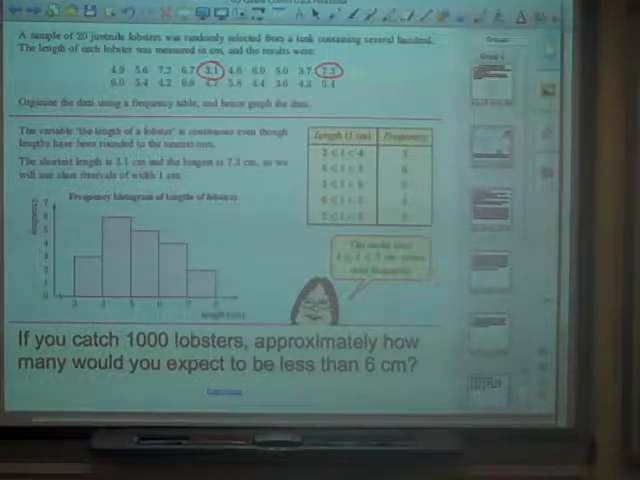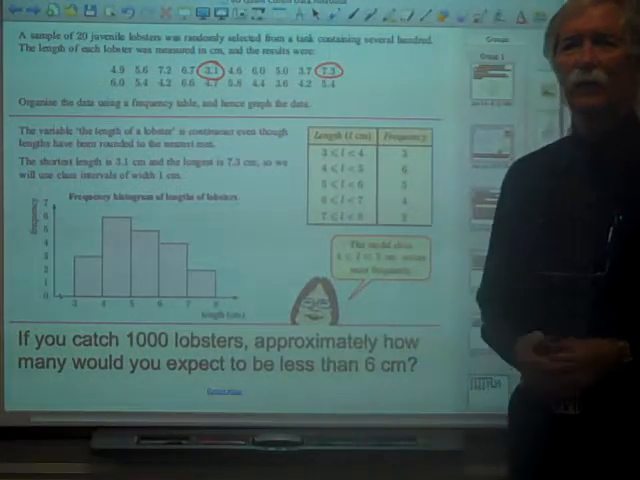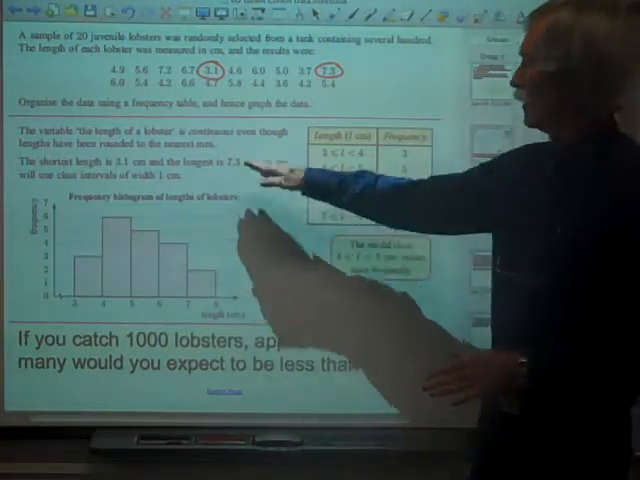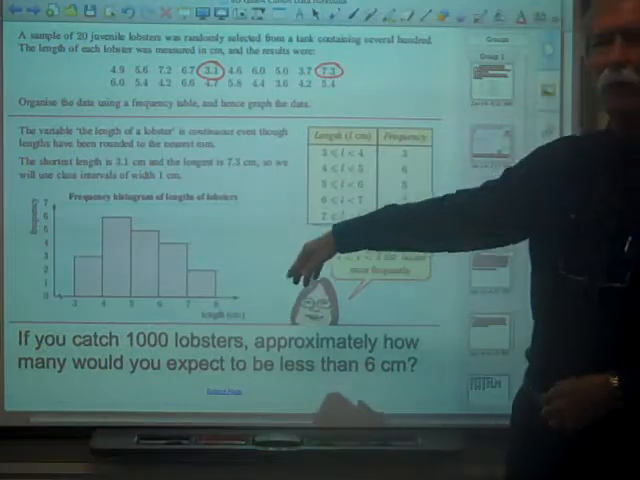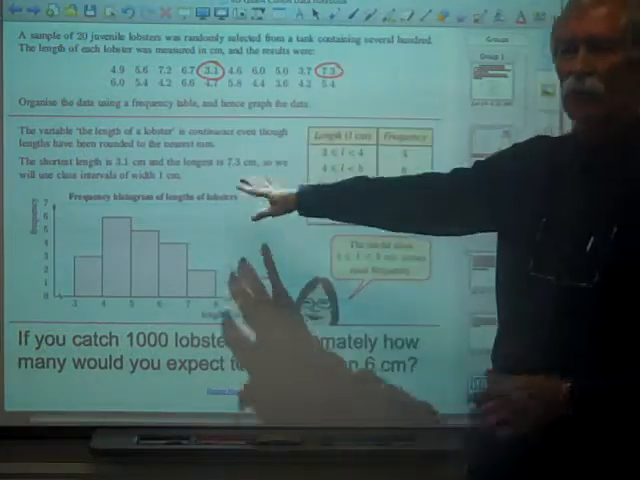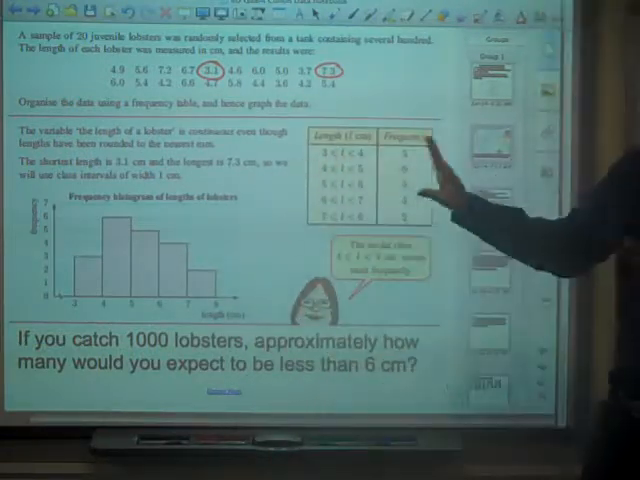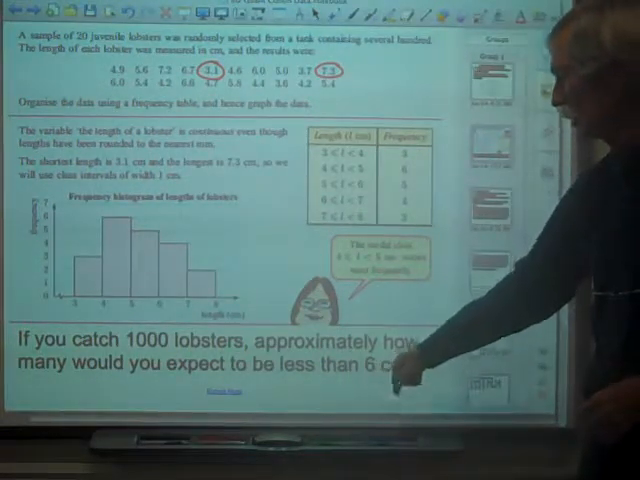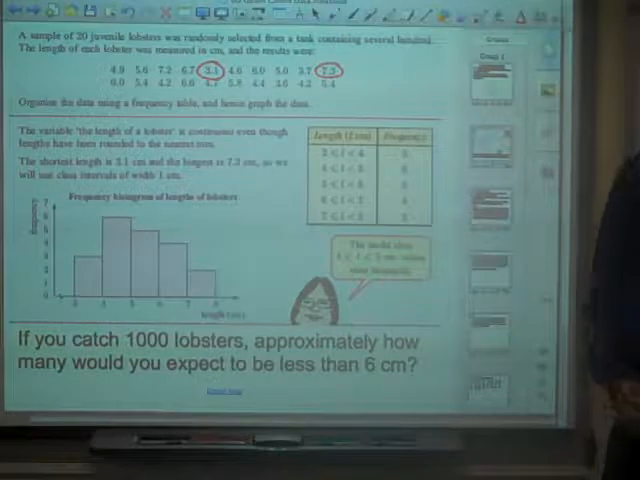These are the questions that separate the 6s and the 7s from the other IB scores. You can get like 1 through 5 by making your table nicely and getting your chart going and all of that, and you'll get a 5. This is where you get your 6s and your 7s, is answering questions like that.